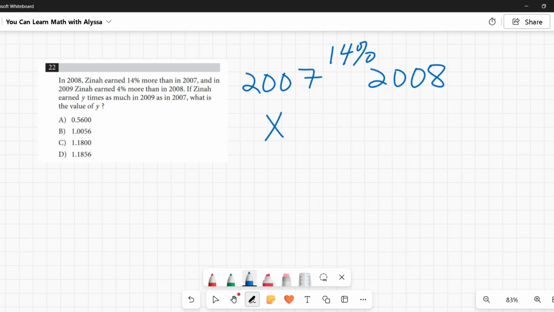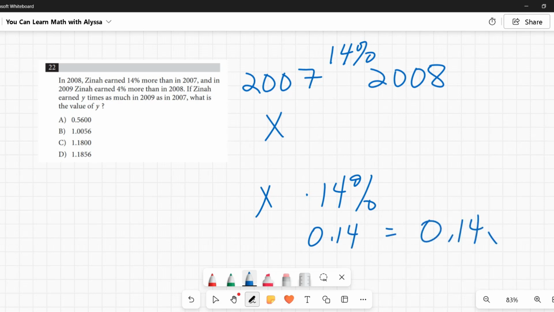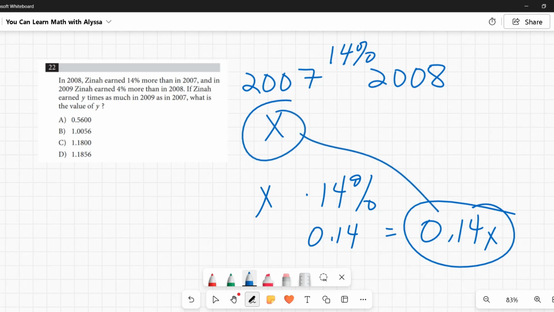So how would I represent that? How would I say from 2007 to 2008, she made 14% more? What could I multiply x by? If I multiply x by 14%, which is the same as 0.14, I'm going to get 0.14x. Well, that's a portion of x. That's less than a fifth of x. That's not 14% more. If we're talking about how much more, this was the increase. It was this plus this is what she made in 2008, 14% more.